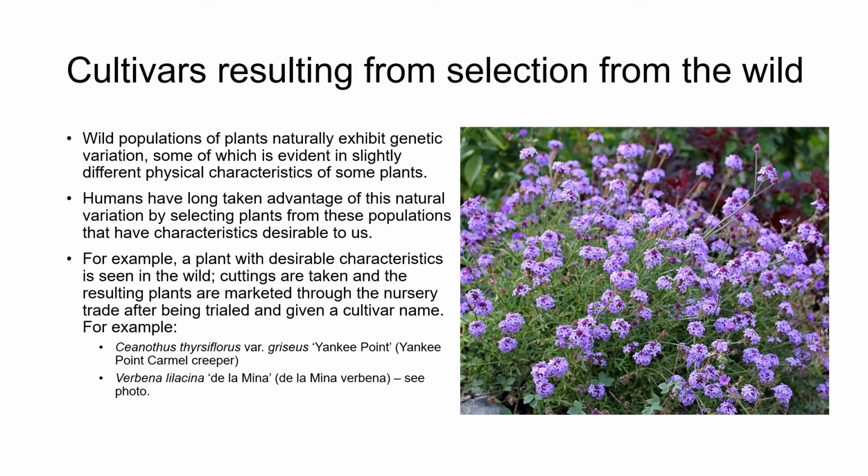Here's an example of a cultivar being introduced from the wild. Ceanothus thyrsiflorus variety griseus, which has the common name Carmel creeper, is an evergreen shrub that's endemic to California and grows in the wild on coastal bluffs in Mendocino, Marin, and Monterey counties. There's a lot of natural variation in the height of Carmel creeper in the wild, from around 2 feet tall to 4 or 5 feet tall.